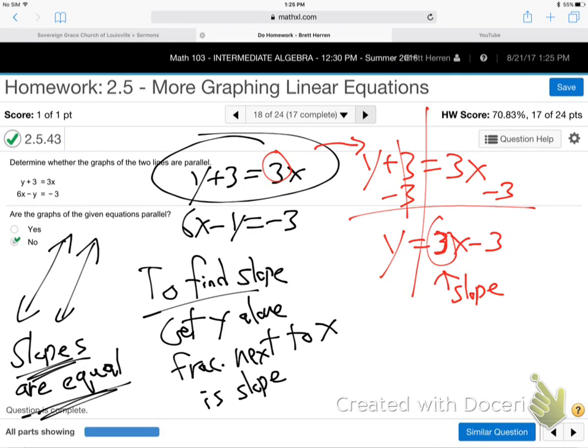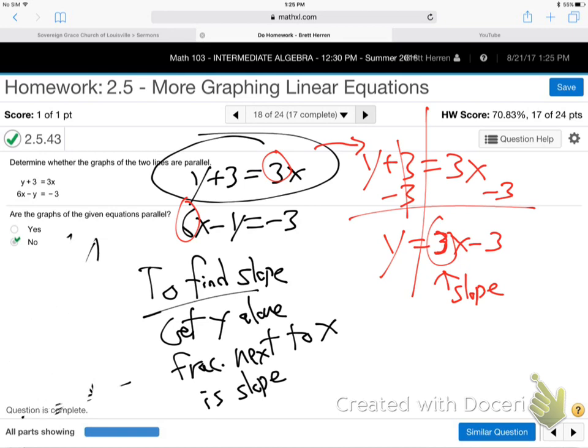Now, what's the slope of the other one? Can I just look right now and go 6? Well, it turns out coincidentally I could, but usually it won't work. So what you technically have to do is get that y alone. So let me do that over here.